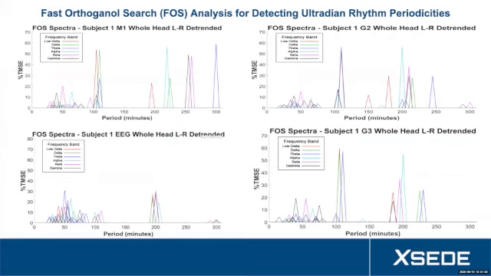This is now the FOS plots. Fast orthogonal search is like an FFT, but it's more sensitive to nonlinear dynamical data, which all human data really, or any physiological data is always nonlinear. And what we have is subject 1 in all 4 of those plots, but we're looking at the magnetometer in the upper left, the EEG on the bottom left, and the G2 and G3, the two gradiometers on the right. They look similar in some ways, but there's also differences.